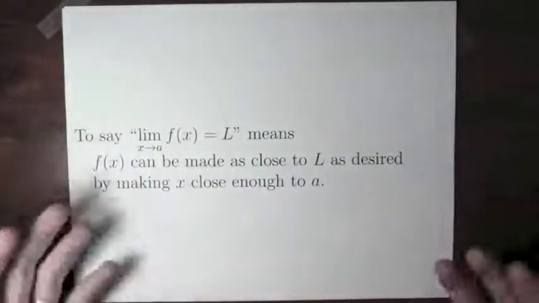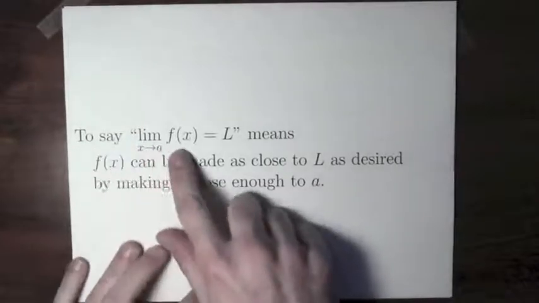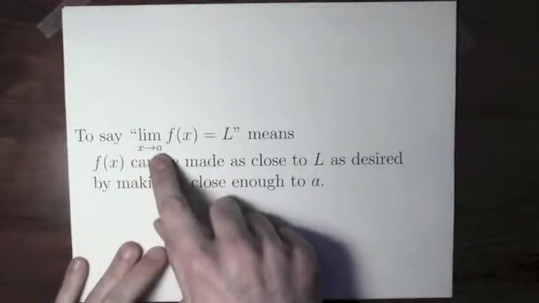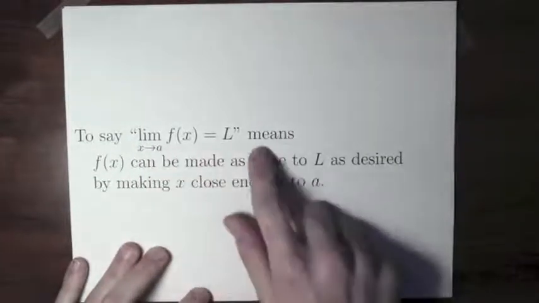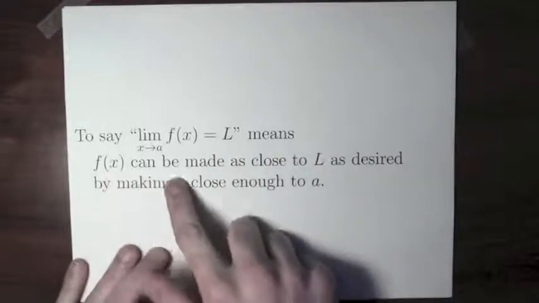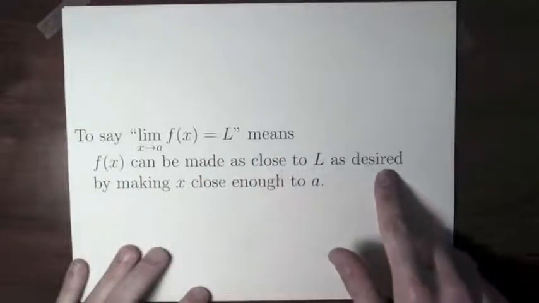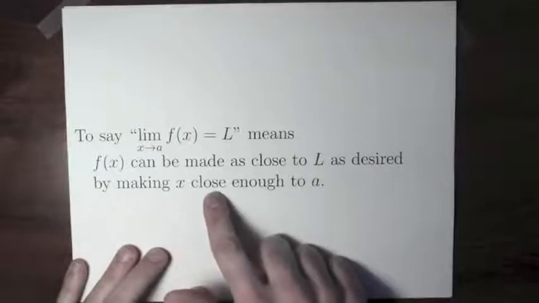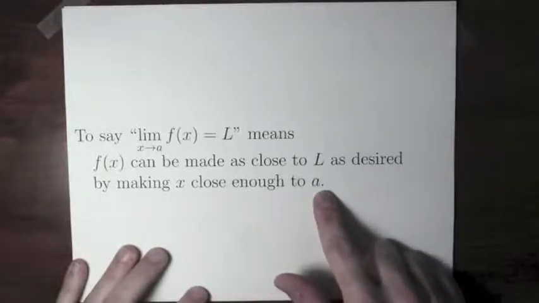Limits are probably the most important concept in this course, so we should really have a definition of what we mean by limit. So here is what we mean by limits. To say that the limit of f of x as x approaches a is equal to L means that f of x can be made as close to L as desired by making x close enough to a. There's a ton of subtlety to this definition, so it's worth looking at an example.